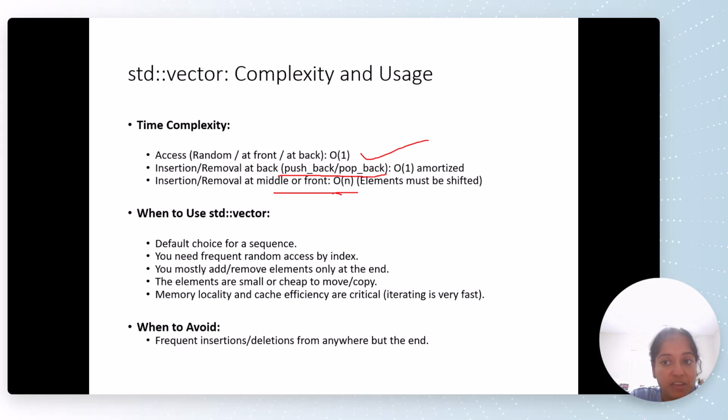Vectors are very efficient, and generally it is a default choice for us for a sequence. We don't use arrays, we don't use lists, we go for vectors because these are the most efficient data structure in C++. It is random access, so we can use random access. We can perform addition or removal of an element at any location.